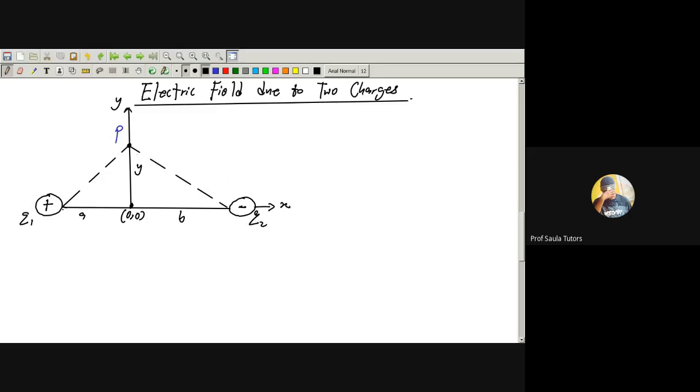Now, pay attention. Don't forget that since Q1 is a positive charge, the electric field will be directed in what direction? This way, right? Away from it. So this direction, away. So this will be the electric field E1. Also, because Q2 is a negative charge, the electric field will be directed what way? In this direction, right? Closer to it. It will point towards it. So this is my E2.